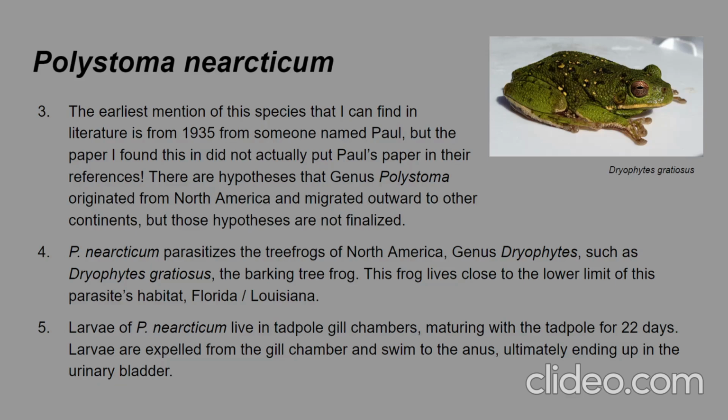In their hosts, Polystoma nearcticum lives in tadpole gill chambers, maturing with that tadpole for 22 days, and after which they are expelled from the gill chamber and swim to the anus of another frog, and they ultimately end up in that frog's urinary bladder.